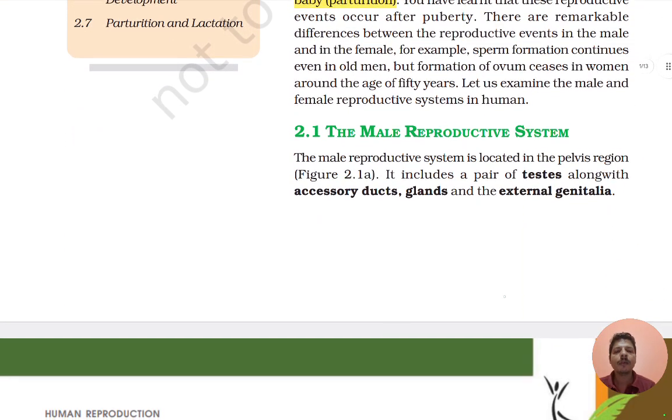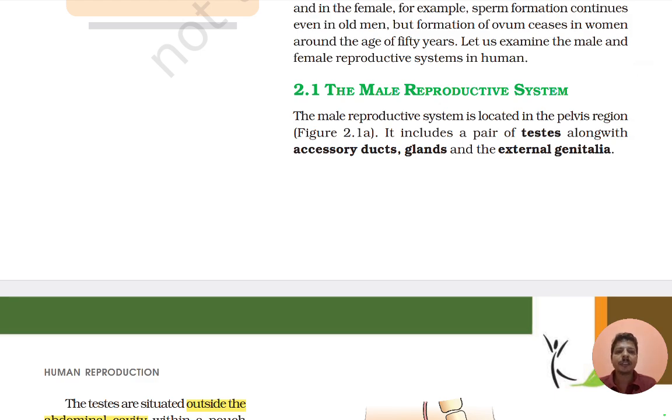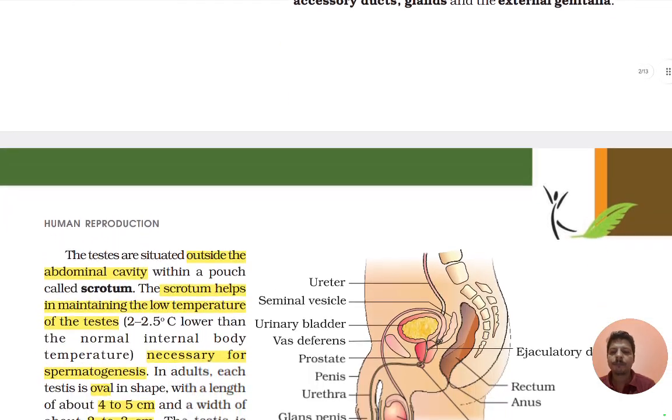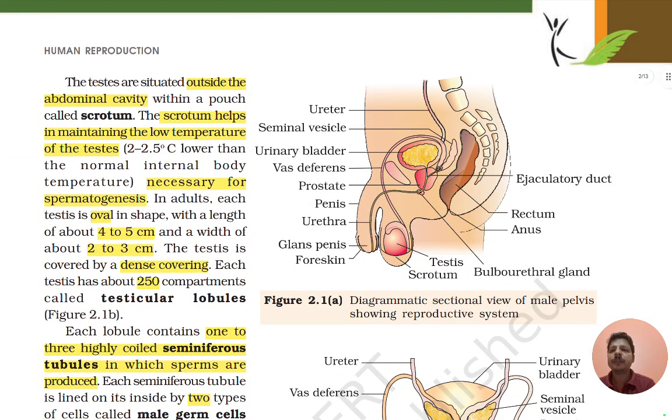Next, coming to the male reproductive system, it includes a pair of testes along with accessory ducts, glands and the external genitalia. It is located in the pelvic region. Here again it is shown the testis is situated outside the abdominal cavity within a pouch called scrotum. It helps to maintain the low temperature of the testis, 2 to 2.5 degrees Celsius lower than the normal body temperature, which is necessary for formation of sperm or male gamete, called spermatogenesis.